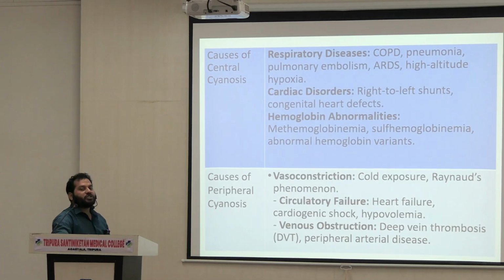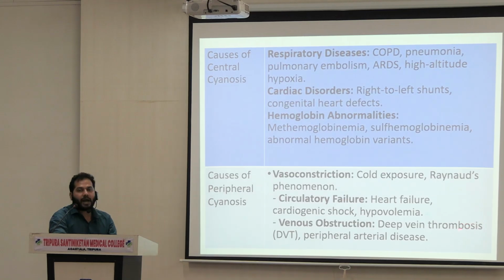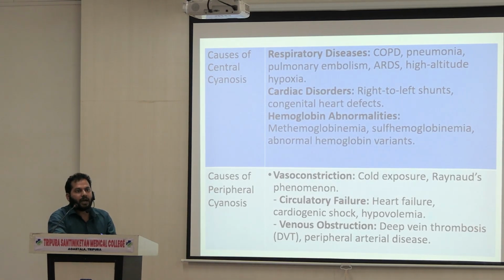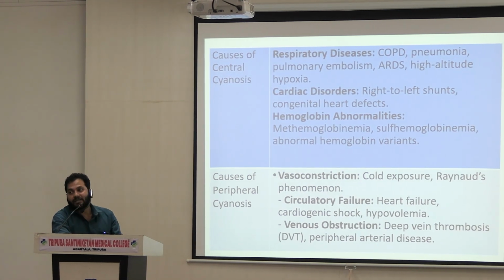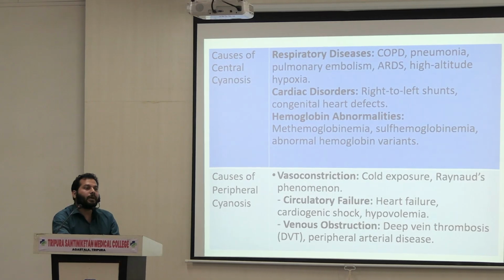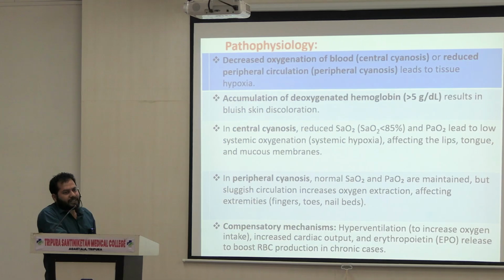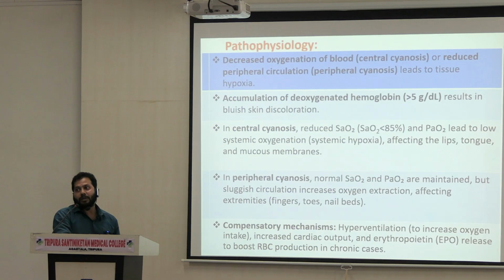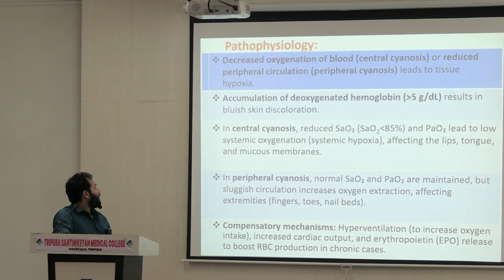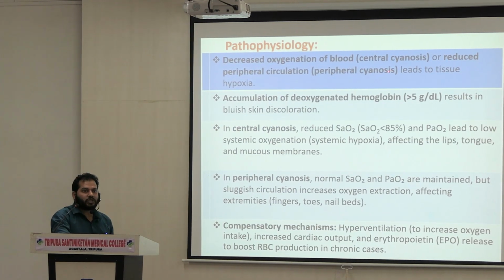Now, venous obstruction, mainly deep vein thrombosis, right? If there is a thrombosis in the vein, that also affects the proper flow of blood, the proper circulation, and that leads to the development of peripheral cyanosis. Now see, the most important characteristic features of cyanosis you can express by using the pathophysiology of cyanosis. Here, there is a decreased oxygenation of blood that is found in central cyanosis.